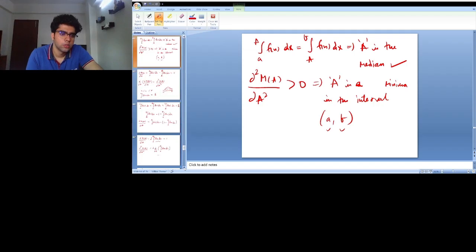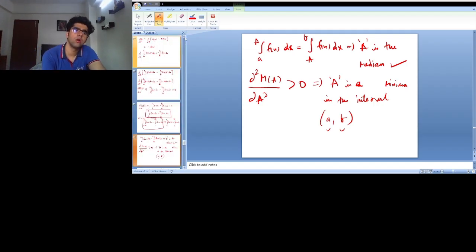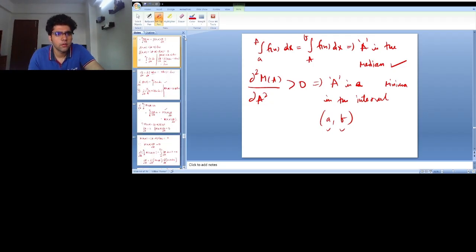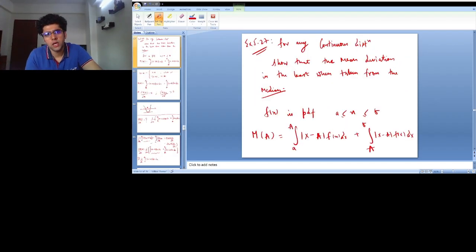Yeah. So let me just go through the whole procedure. What we need to find was, for any continuous distribution, show that the mean deviation is the least when taken from the median. So we assume that f(x) is a PDF where x lies between a and b, and capital A is any point lying between a and b, right?